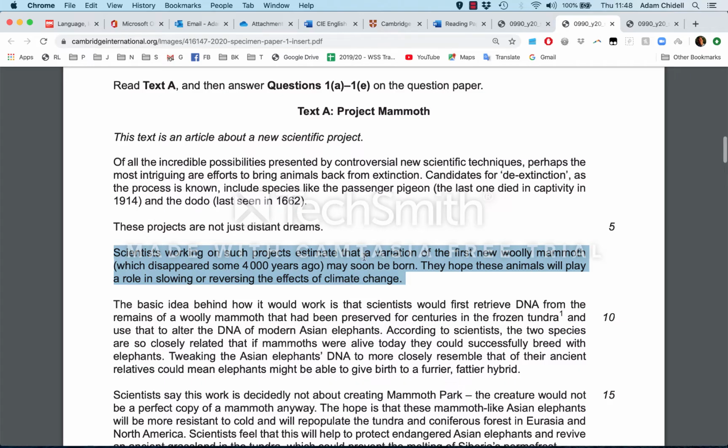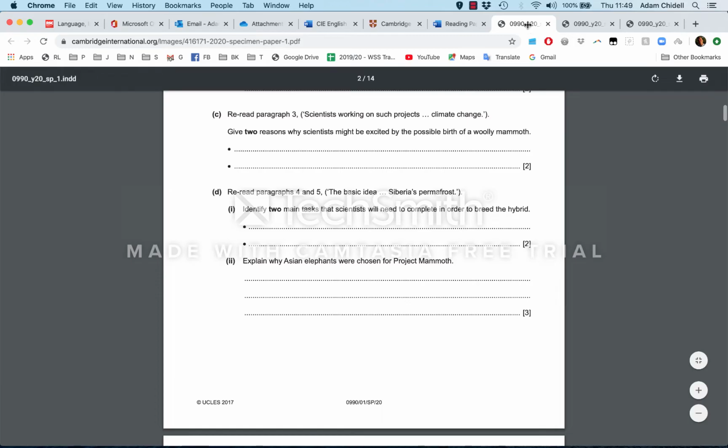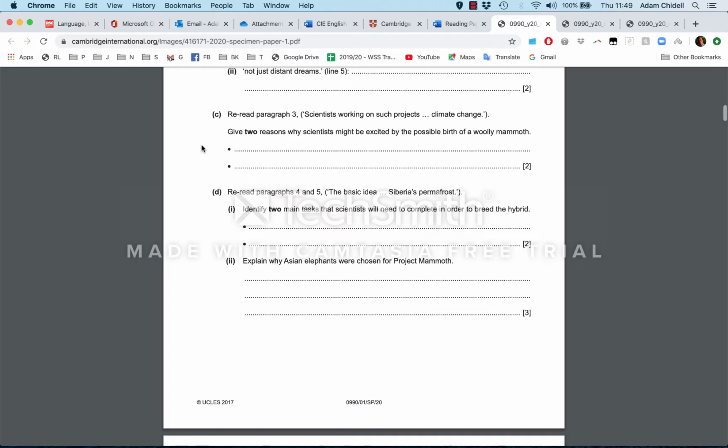And let's keep going and see. In the second sentence it says they, so that's the scientists, hope these animals will play a role in slowing or reversing the effects of climate change. Now, who doesn't want that? So I think that would also be something scientists might find exciting. So then we go back to our question: what are the two reasons scientists might be excited by the possible birth of a woolly mammoth? Well, firstly, the fact that woolly mammoths have been extinct for 4,000 years, and secondly, the fact that doing so might help in the fight against climate change.